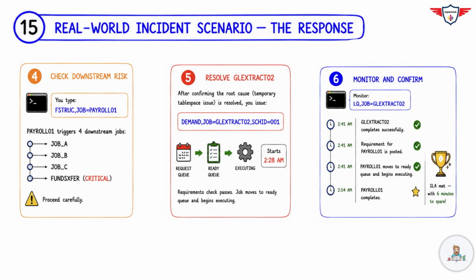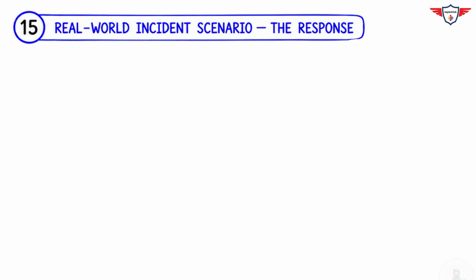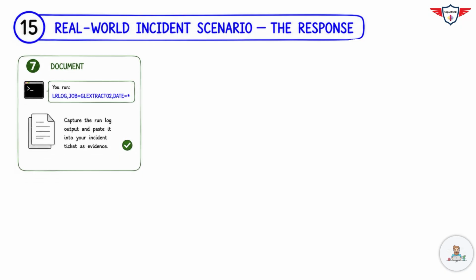Now our next step is monitor and confirm. You have to use LQ,JOB=GLEXTRACT02 every few minutes, and at 2:41 a.m. it completes successfully. So CA7 will automatically post the job requirement for PAYROLL01, which moves to the ready queue and begins execution. So let's assume by 2:54 a.m. PAYROLL01 completes. That means you have met your SLA and you still have 6 minutes to spare.